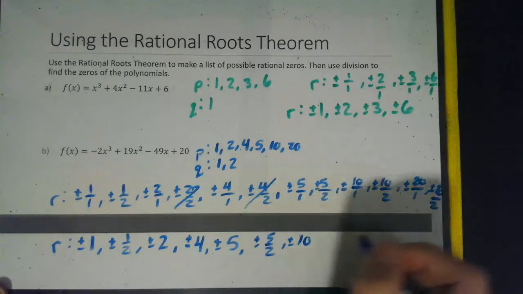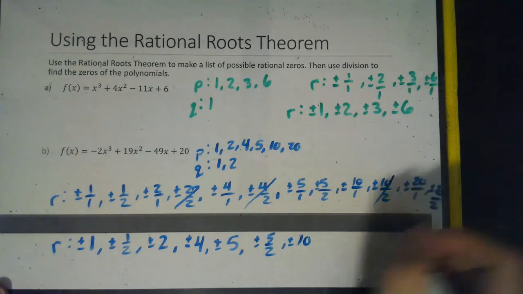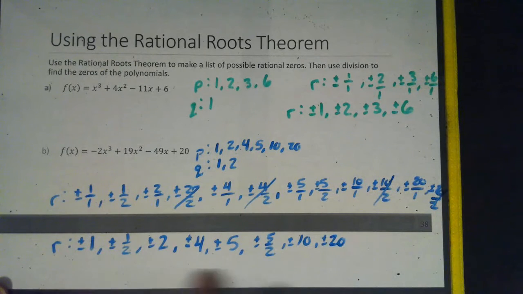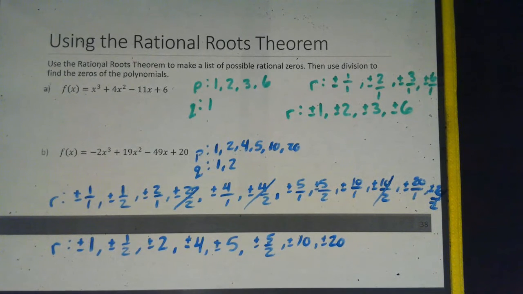10. 10 over 2 is 5. 20. And 20 over 2 is 10. So these are all of our possible rational roots. That's a lot to choose from. So let's go to our graphing calculator and see if this can help us out.